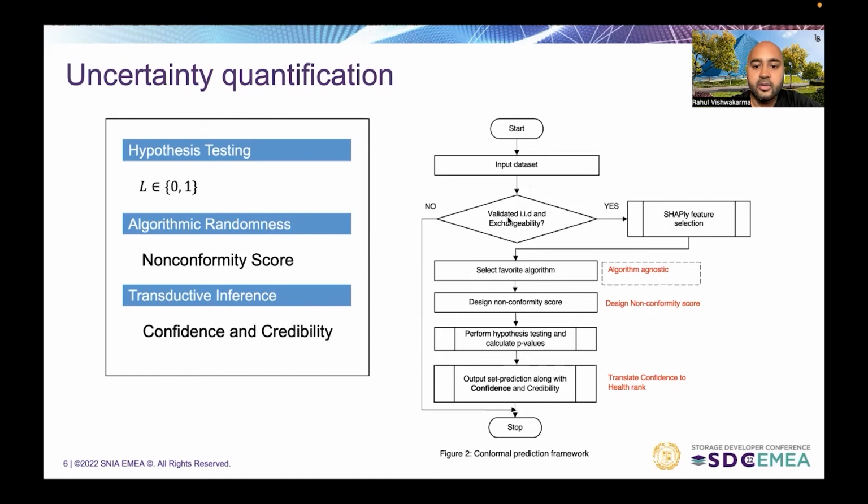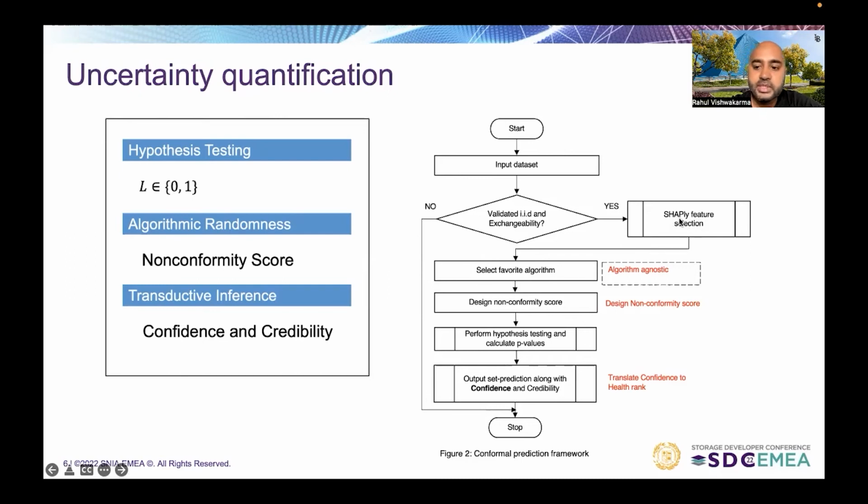And then we validate whether it's IID, whether exchangeability is yes or no. We test the exchangeability based on martingales, and here we can choose, for example, power martingales. Then we go for feature selection. This feature selection is not part of conformal prediction, but we have customized it in such a way that we will be using it for our problem statement.